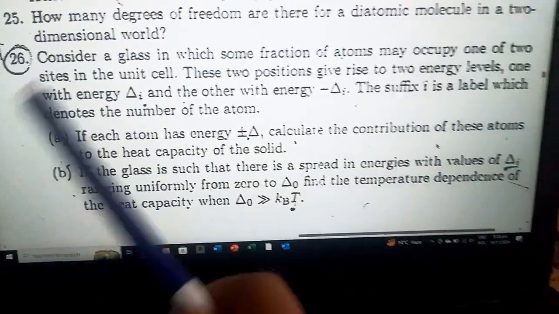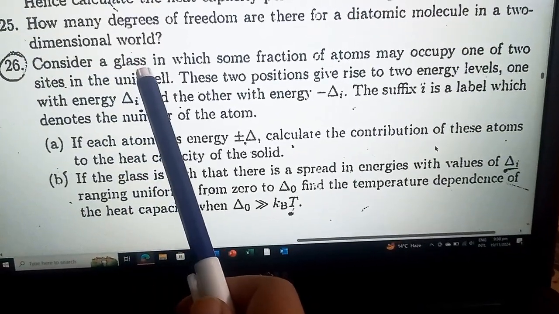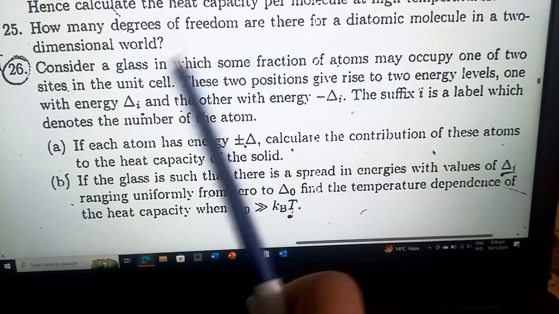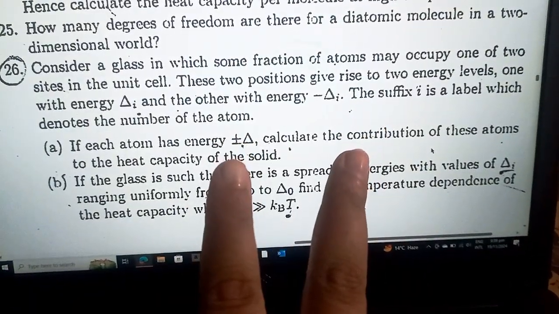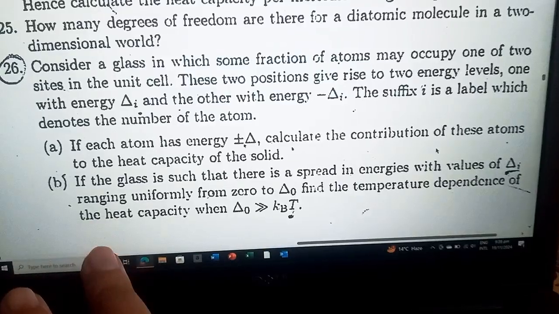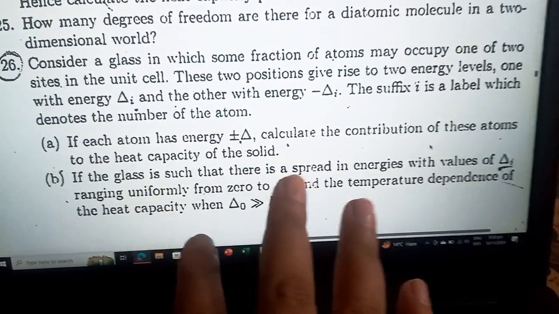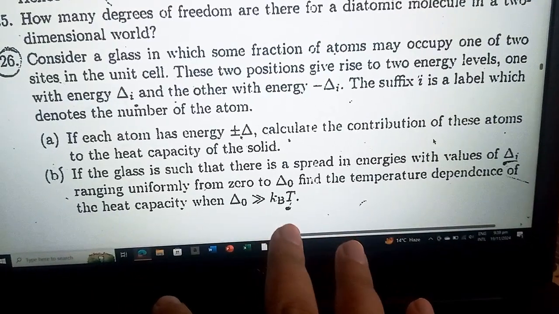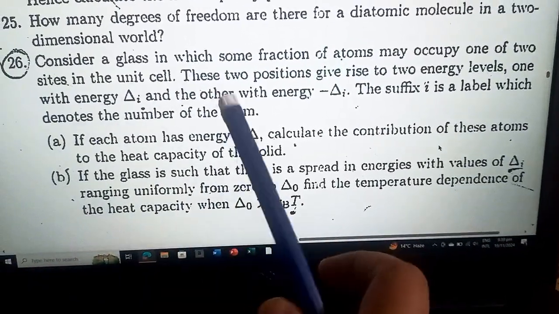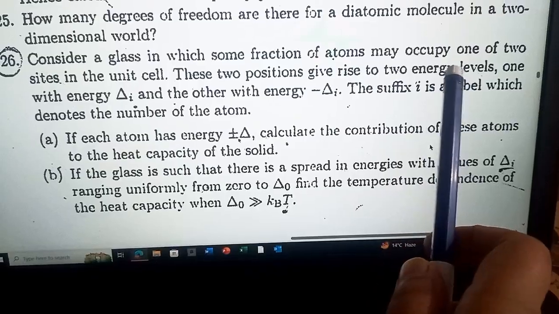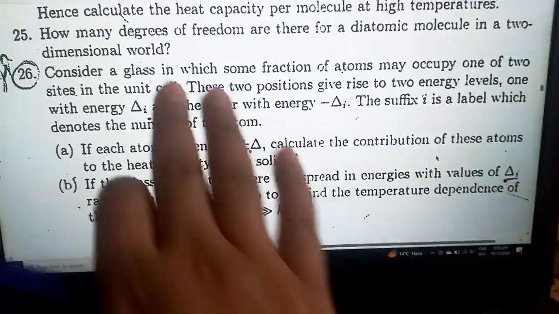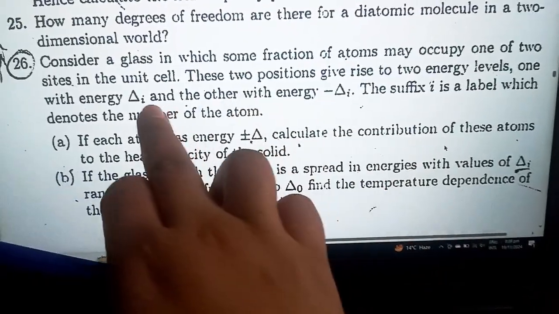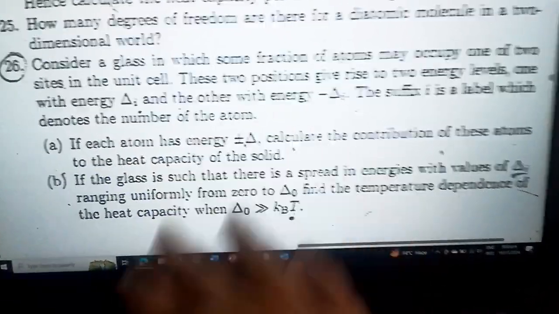So far what we have understood is that we have a glass that is made up of atoms, obviously, and those atoms could have two possible energies. They may have either E1 energy or E2 energy. We can just assume that one of the energies that they can have is E1 and the other is E2. That's the assumption. And such a configuration gives rise to two energy levels, like the glass will have two energy levels, one is delta_i and the other is minus delta_i. That maybe we will not be using later.